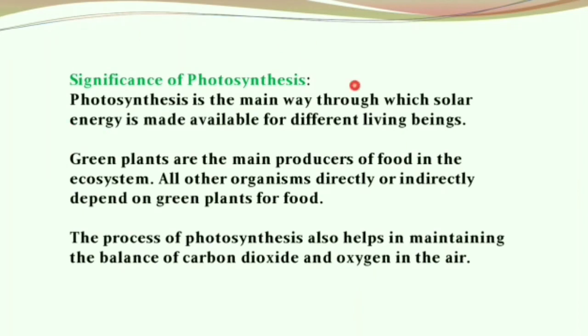To our last topic, what is the significance of photosynthesis? Photosynthesis is the main way through which solar energy is made available for different living beings. Green plants are the main producers of food in the ecosystem. All other organisms directly or indirectly depend on green plants for food. The process of photosynthesis also helps in maintaining the balance of carbon dioxide and oxygen in the air.